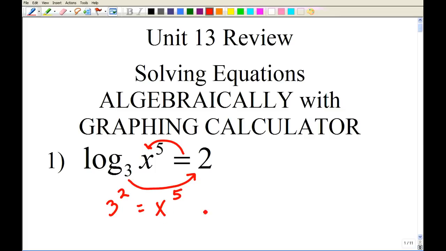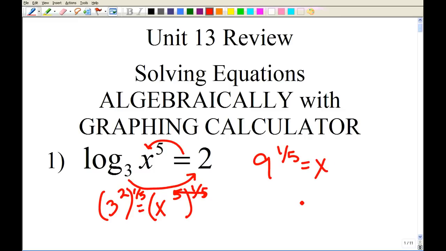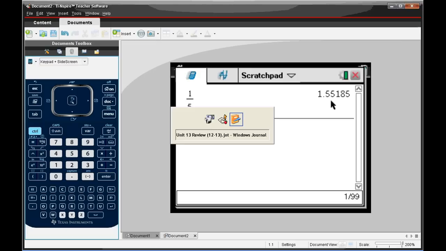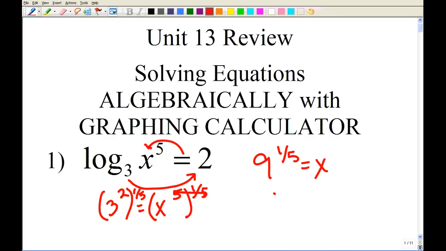I'm solving for x, so to get x by itself, I could take the 5th root of each side, or, in other words, raise each side to the power of 1/5. 1/5 is the same thing as the 5th root. I chose that because 5 times 1/5 will cancel out, and so now we have 9 to the 1/5 will equal x. So in your calculator, you would type in 9 to the power of 1/5, and you get 1.55. We'll leave it at 2 decimal places. So 1.55, so there's our answer.